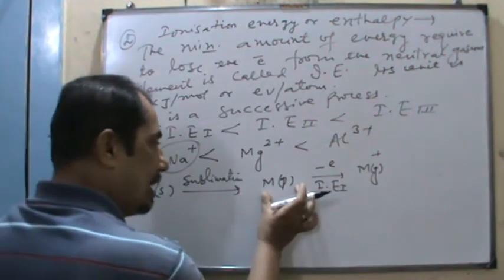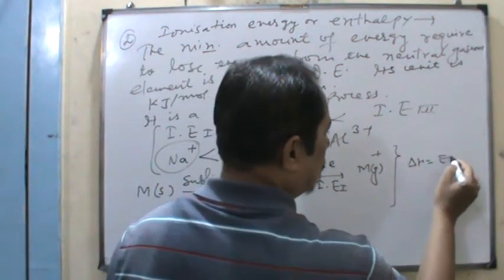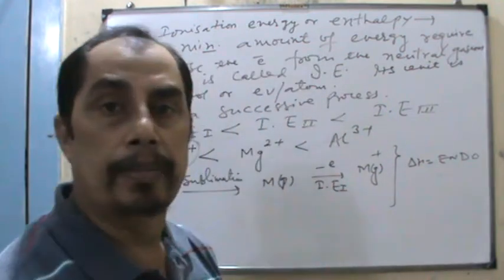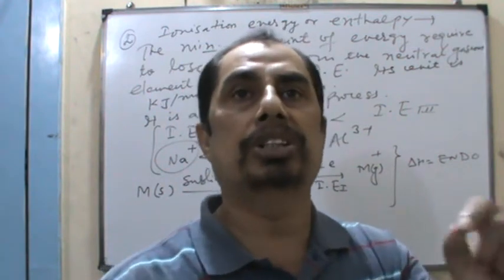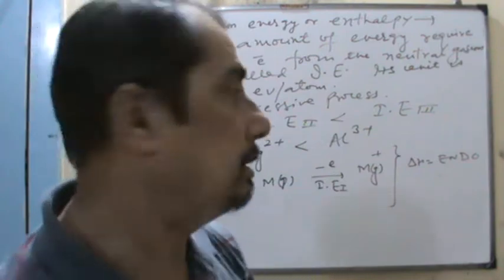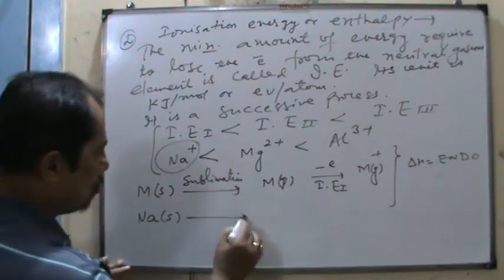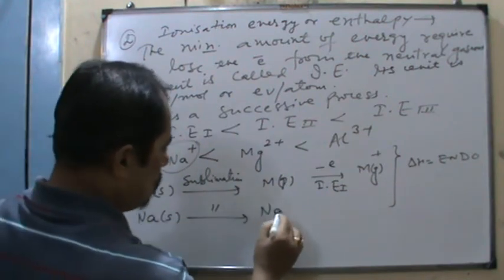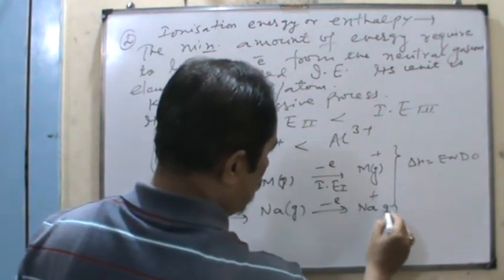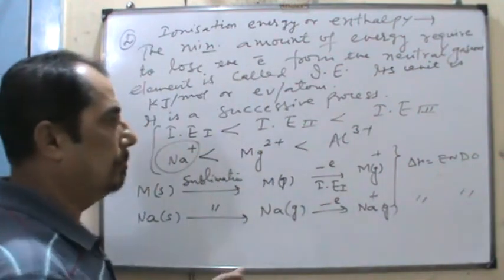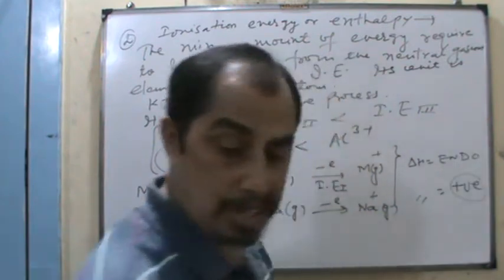So once you provide the energy to eject the electron, so ionization energy is what process? This is the endothermic process, because you provide the energy to the system, and electrons are lost and they become stable inert gases. For example, sodium in the solid state goes by sublimation to sodium in the gaseous state, minus 1 electron, sodium positive, delta H is positive, because it is an endothermic reaction.